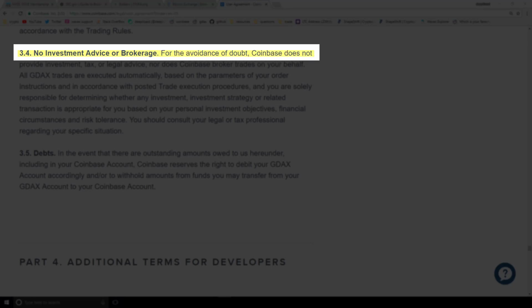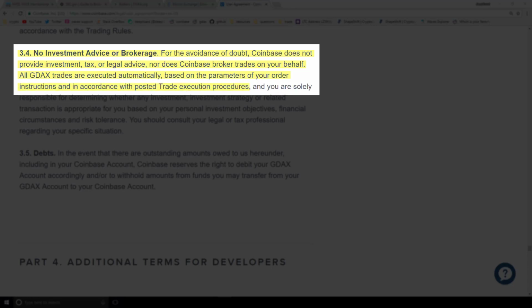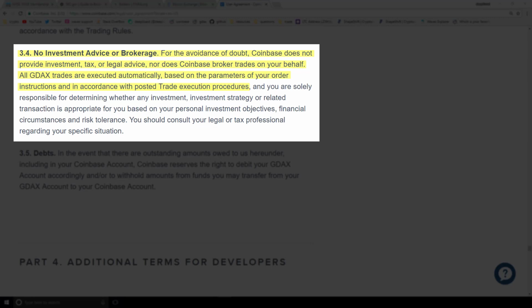For the avoidance of doubt, Coinbase does not provide investment, tax, or legal advice, nor does Coinbase broker trades on your behalf. All GDAX trades are executed automatically based on the parameters of your order instructions and in accordance with posted trade execution procedures. So they are specifically telling us that this is an exchange, not a brokerage. They're not giving us any advice. All they're doing is facilitating the ability to trade. And we are fully responsible for understanding the implications of our actions while using the exchange.